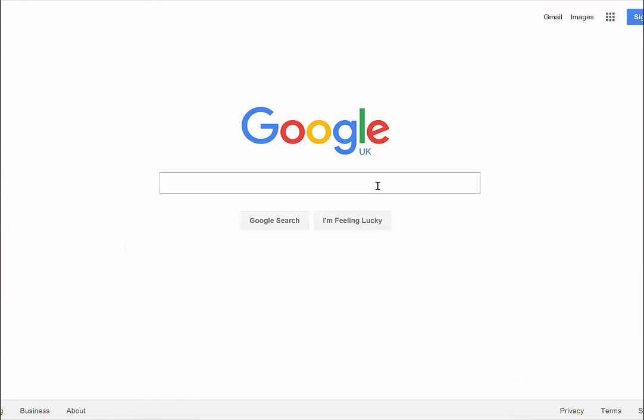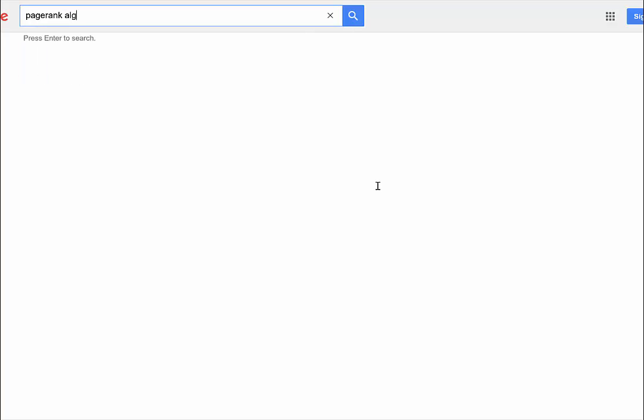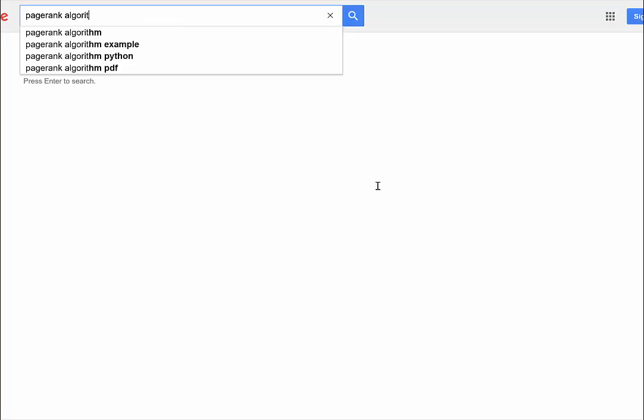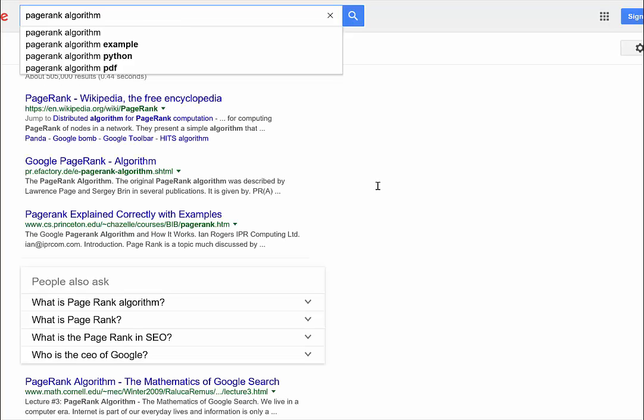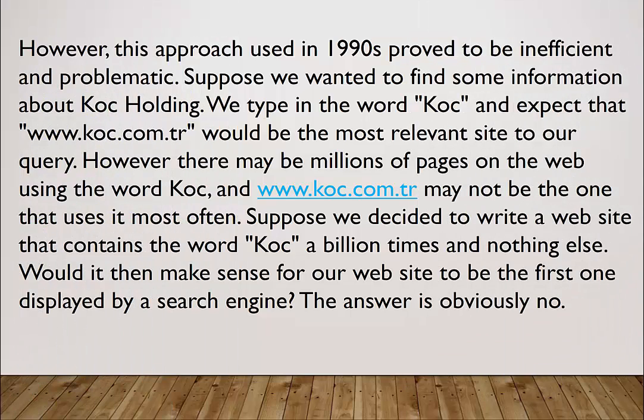At first glance, it seems reasonable to imagine that what a search engine does is to keep an index of all web pages, and when a user types in a query search, the engine browses through its index and counts the occurrences of the keywords in each web file. The winners are the pages with the highest number of occurrences of the keywords. These get displayed back to the user. However, this approach used in 1990s proved to be inefficient and problematic.